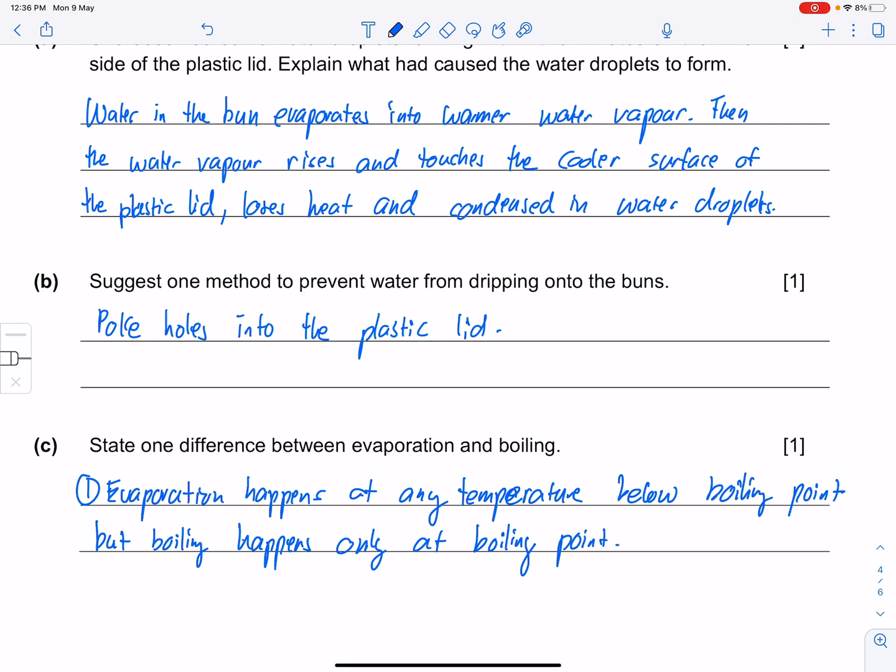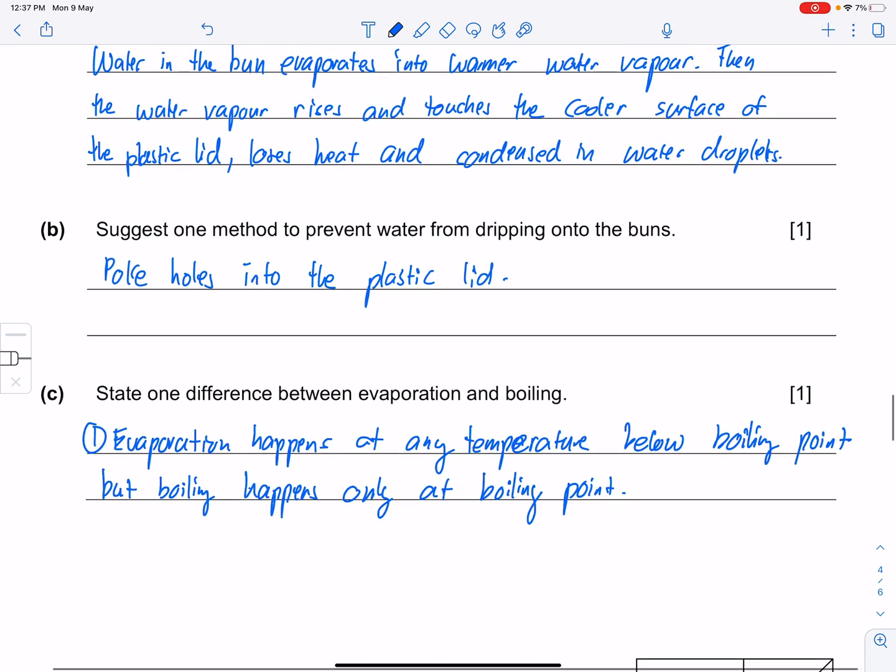Now if you've written 100 degrees, I've given you correct, because at your level you only learn about water. But many other substances also boil, and they have their own boiling points. For example, gold boils at a specific boiling point of a few thousand degrees. Nitrogen boils at another temperature.